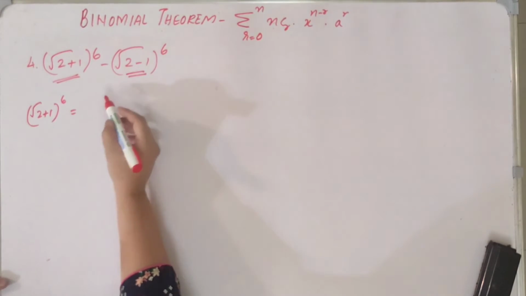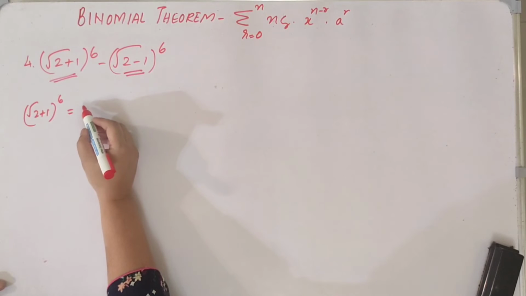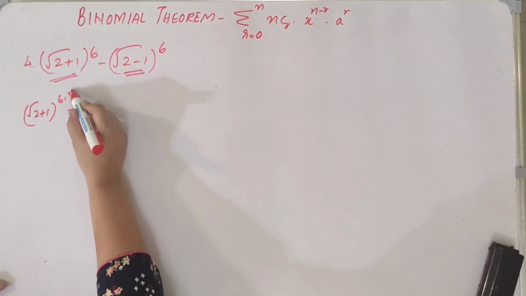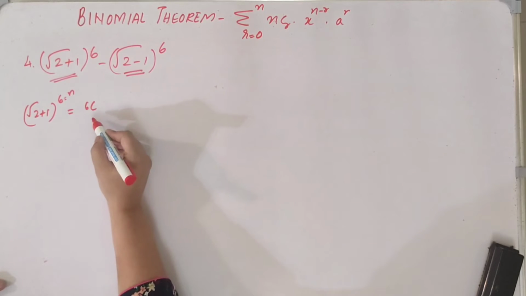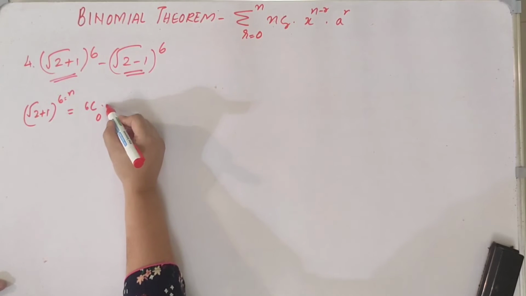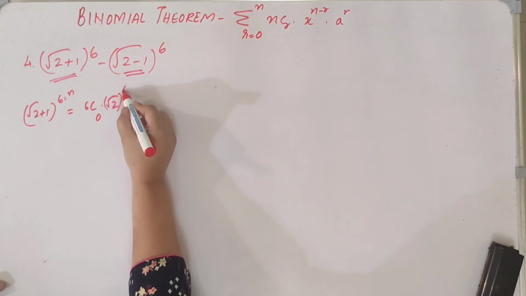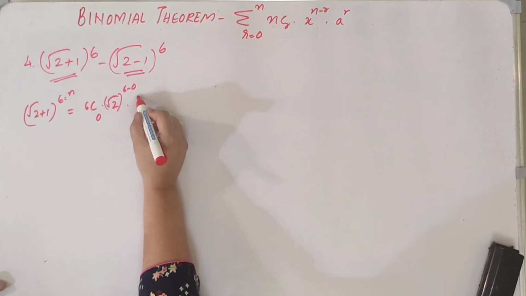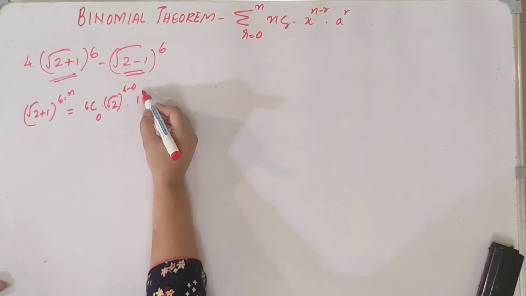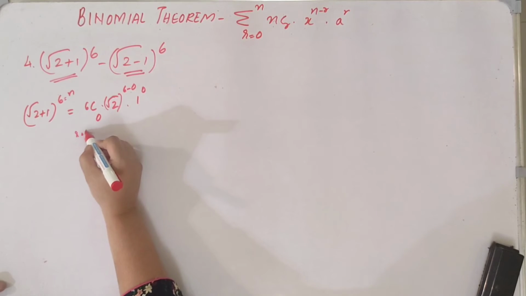Let's do this. So r is equal to 0. We'll take nCr, n is 6. So we'll have 6C0 into first term, root 2 to the power n minus r, n is 6, minus r is 0, into second term, 1 to the power r, which is 0. So we have taken r as 0.